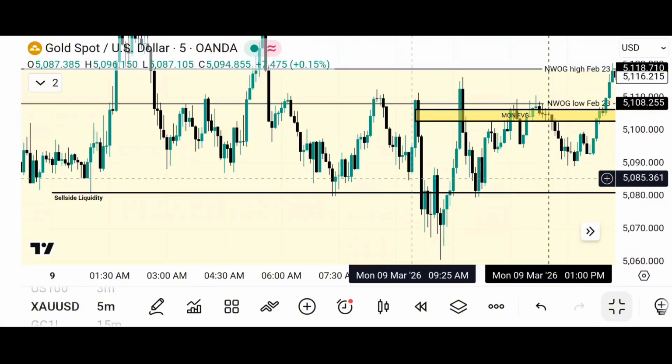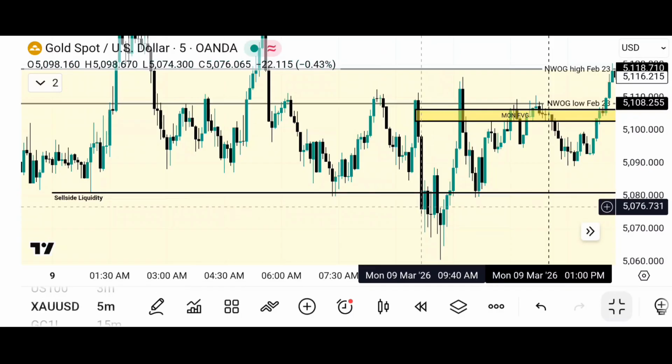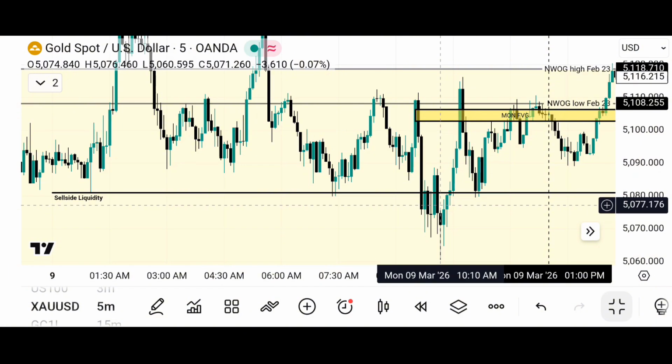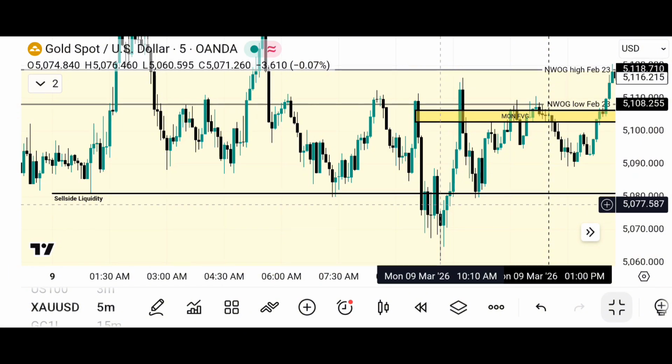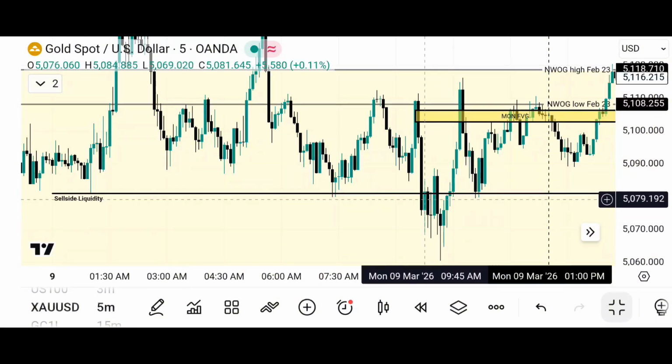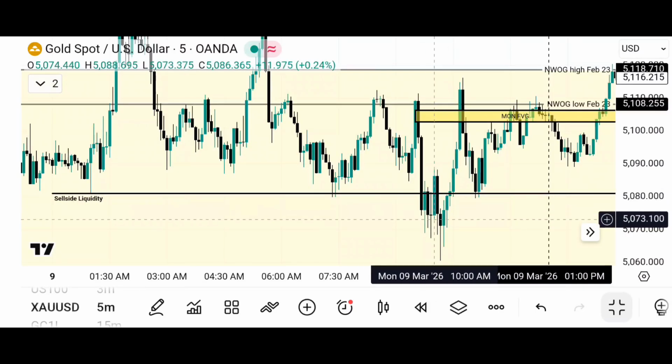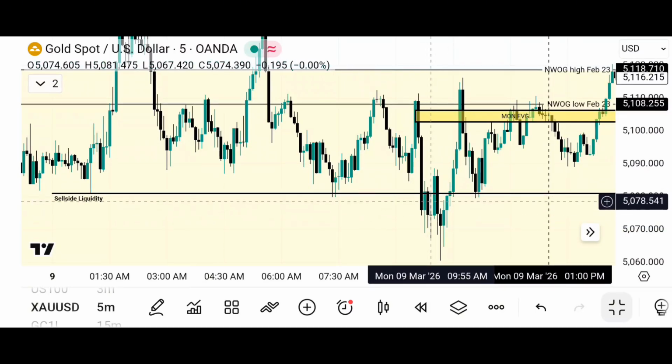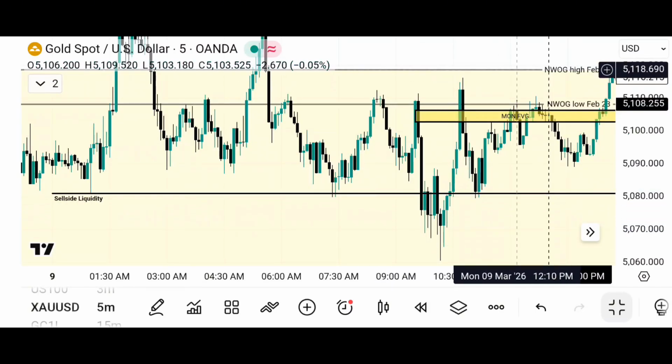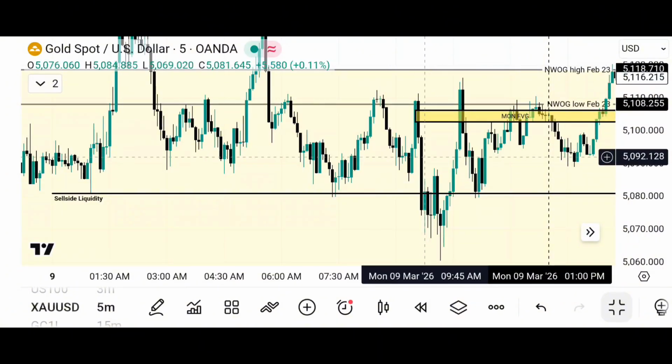But price is to go up after taking out the sell side liquidity, and the daily bias for today that I had in mind was bullish. So the daily bias for this particular day is bullish. After price takes out these lows, taking out sell side liquidity, price will likely want to run up, right?